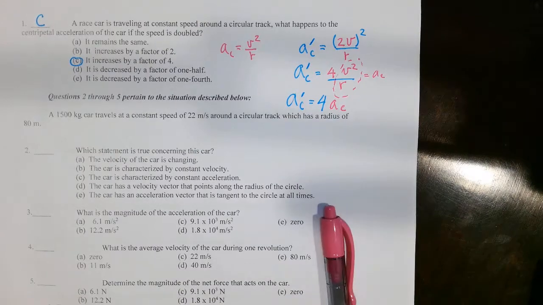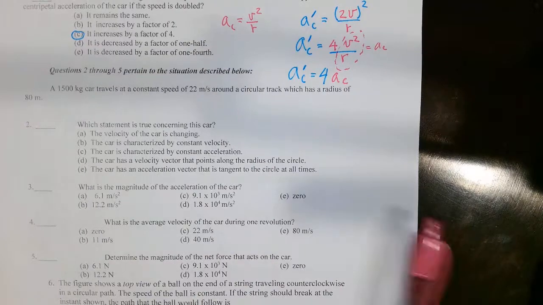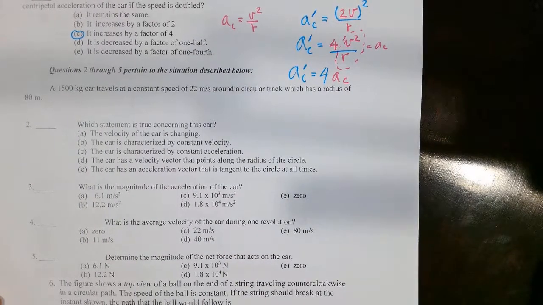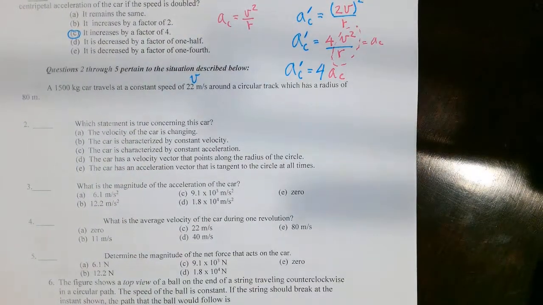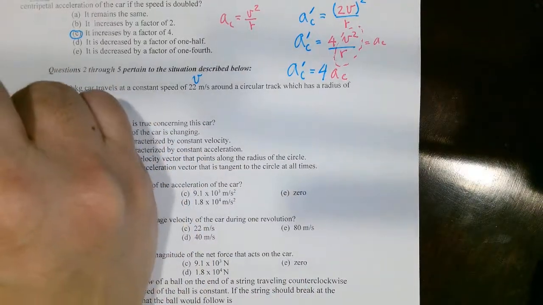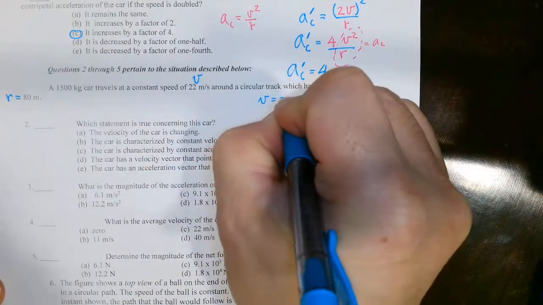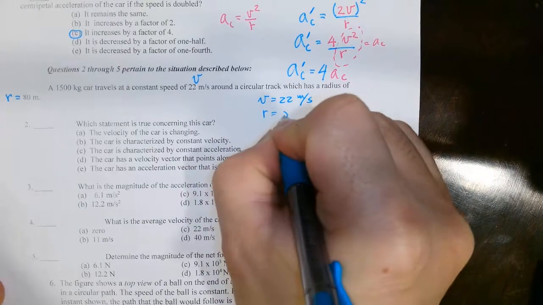All right. Next, questions 2 through 5 pertain to the situation described below. A 1,500 kilogram car travels at a constant speed of 22 meters per second, so we know that this is v, around a circular track that has a radius of 80 meters, so this is r. So we have v equal to 22 meters per second, and r is equal to 80 meters.